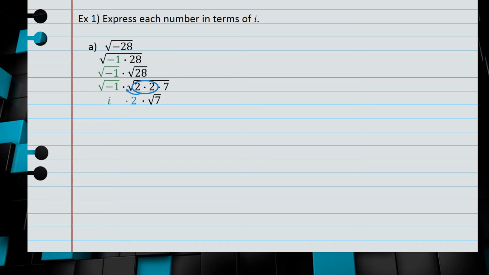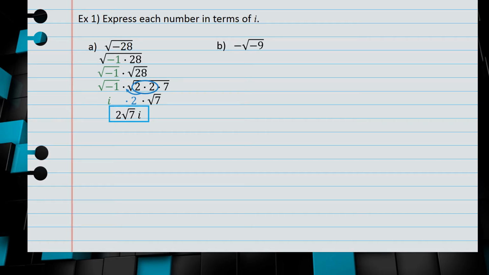Since I have i times 2 times square root of 7, and they're all the same operation, I can reorder that, and I'd prefer to see it as 2 square root of 7 i. We treat the i like a variable, and the variables are always on the back side. So this would be your answer.